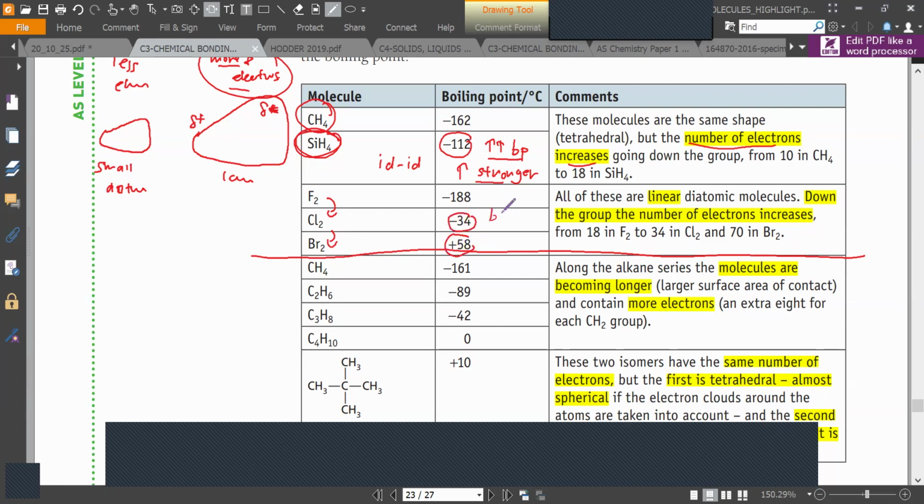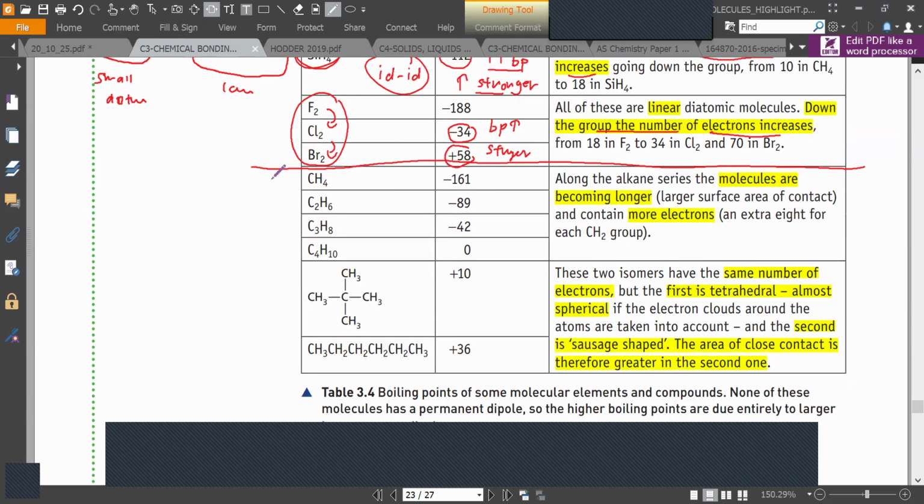Again, the boiling point is increasing, which means the instantaneous dipole becomes stronger. Why? Because when we're going down the group, there are more electrons.